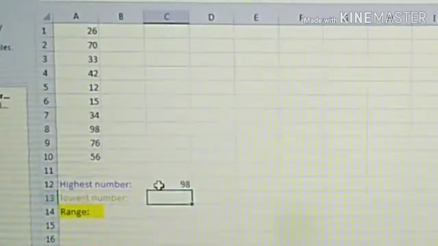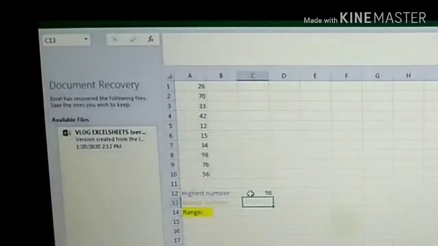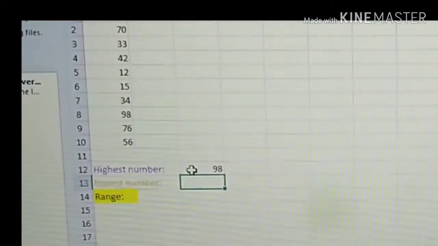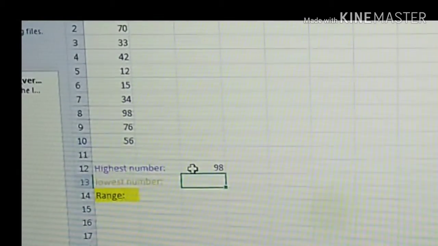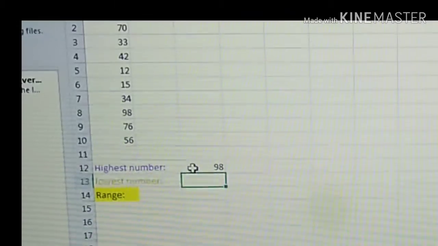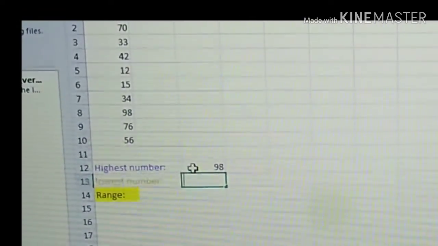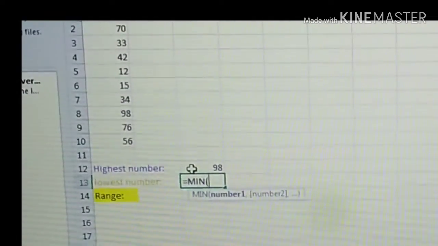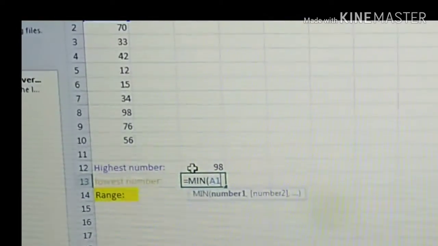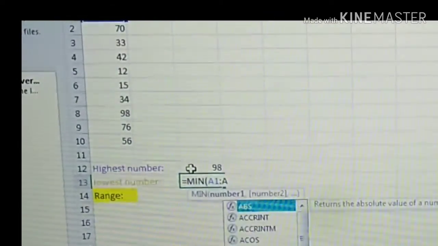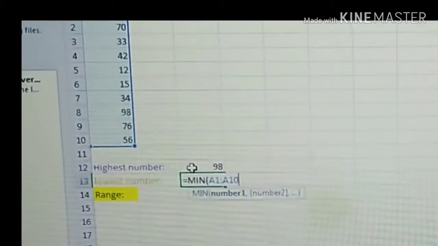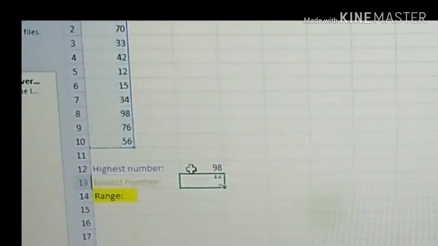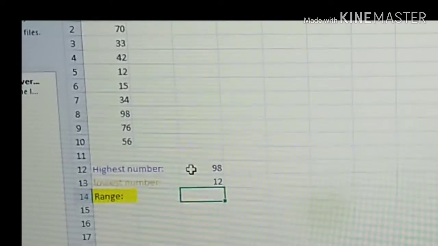How can we get the lowest number? To get the lowest number, we need to input this formula: equals MIN, open parenthesis, A1 to A10, then close parenthesis, enter. That would be our lowest number.